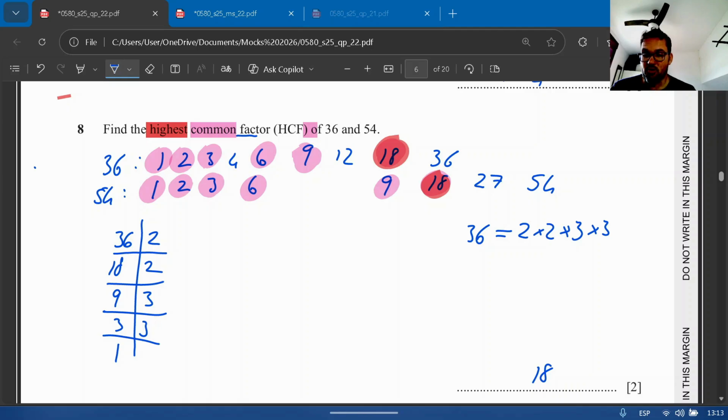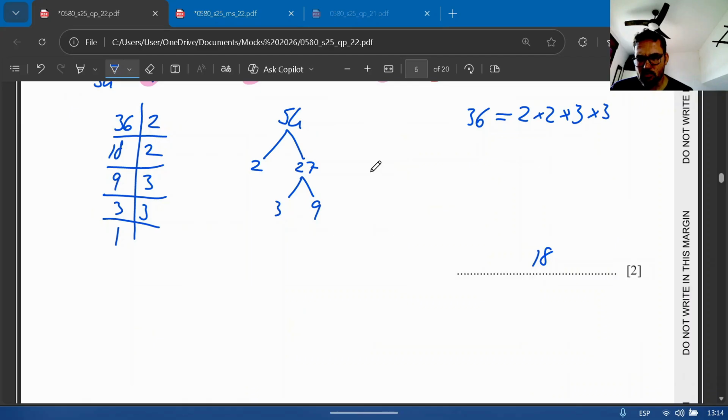Let's do that for 54. There's another way of doing prime factors, that's the prime factor tree. Again, we go 2. 2 times 27 is 54. Then we do 3. 3 times 9 is 27. And we break that down into 3 and 3. So 54 has the prime factors 2 times 3 times 3 times 3.